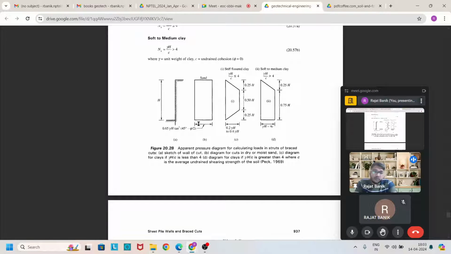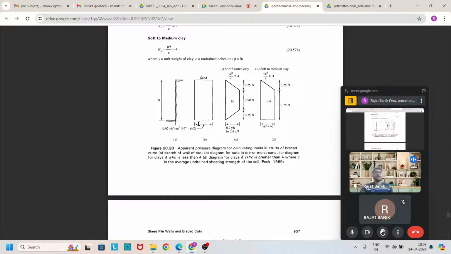Then there is the soft to medium clay pressure diagram. For this, the pressure diagram is first increasing, then remains constant. So the increasing depth is 0.25 h. After that, it remains constant, and the width is gamma h minus 4 c. c is the cohesion of the soil, gamma is the unit weight, h is the height of this excavation.